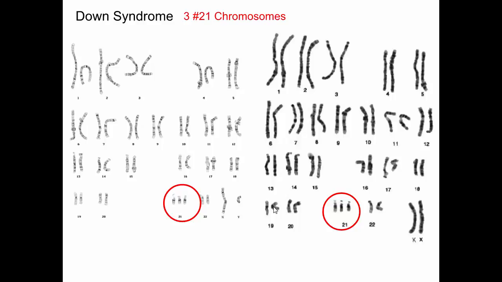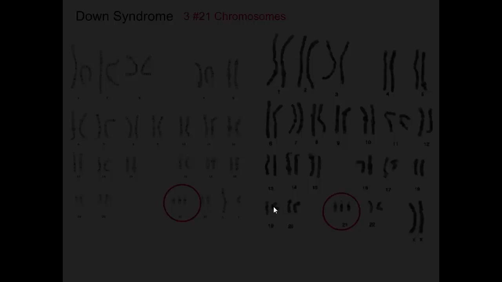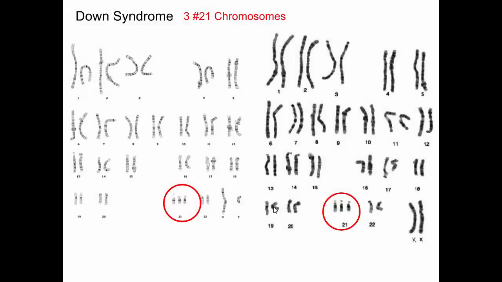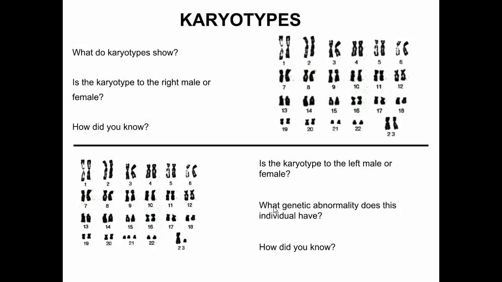All right. So Down syndrome, three 21st chromosomes. Just to summarize, when we talk about karyotypes, what do they show? What are we seeing in this picture? A map of a person's chromosomes. Yeah, a picture, a map, a diagram showing a person's chromosomes.